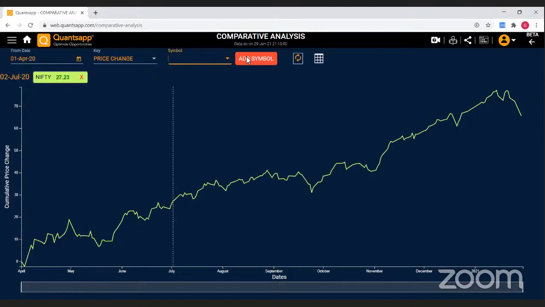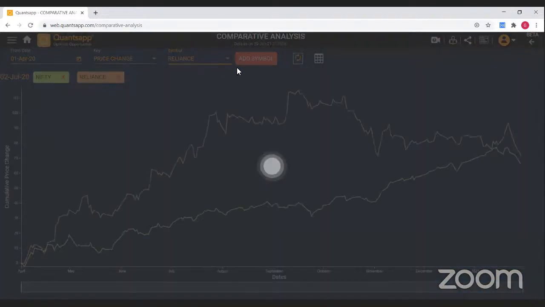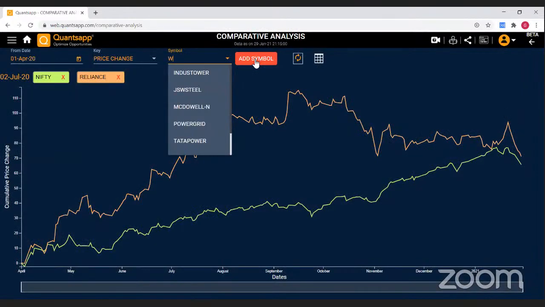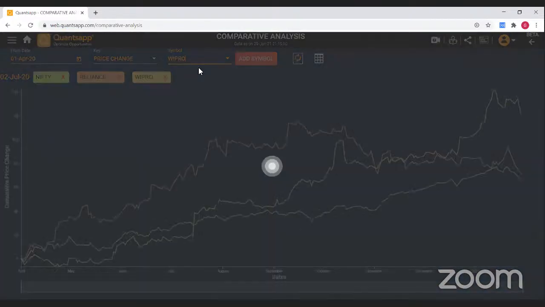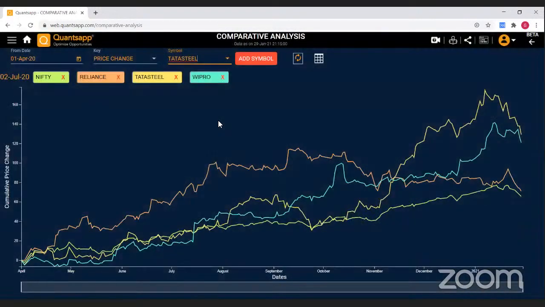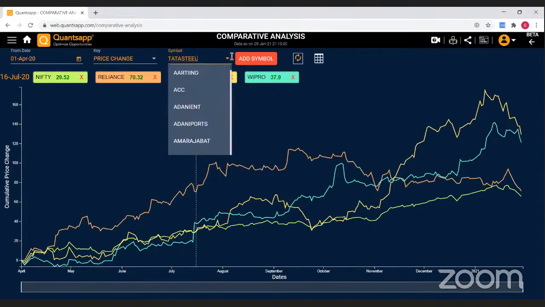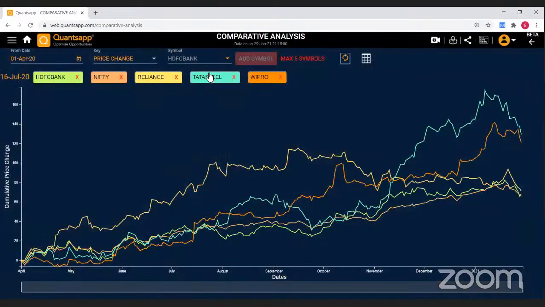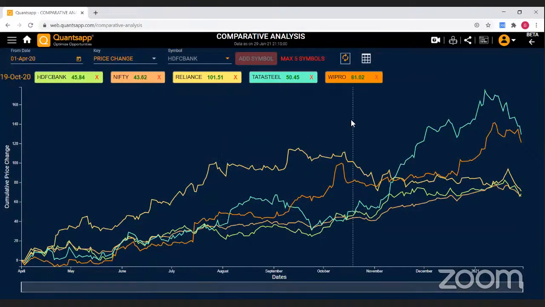So we'll add symbol. What we have to do is just go here and add symbol, and we'll add Wipro along with it. We have one more, Tata Steel, so we'll add Tata Steel. So we have the 4 symbols right here. Any other stock you want to take? Let's take HDFC Bank. So these are the 5 instruments we have.